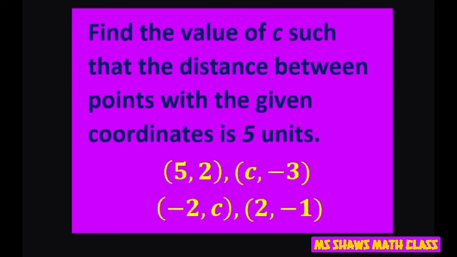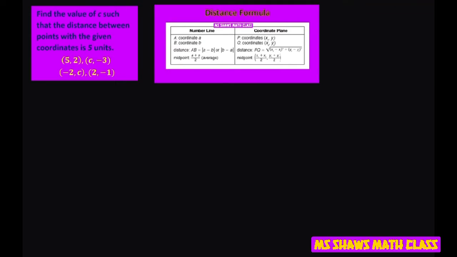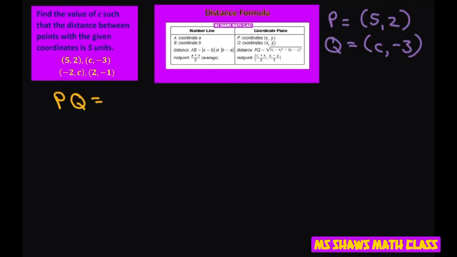Hey everyone, we're going to find the value of C such that the distance between points with the given coordinates is 5 units. So we're going to use the distance formula. We're going to let P be the first coordinate, which is (5, 2), and Q equals (C, -3). So our distance formula is going to be PQ equals the square root of this formula.